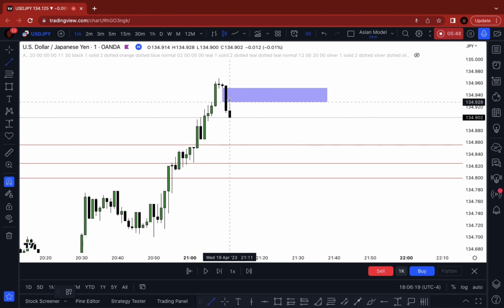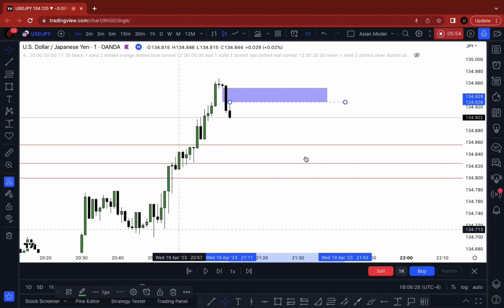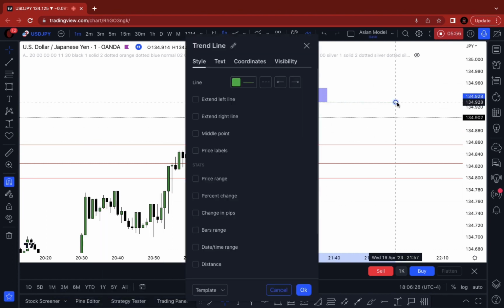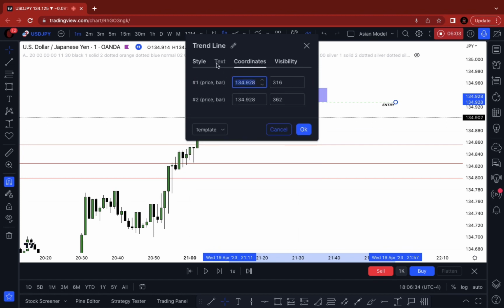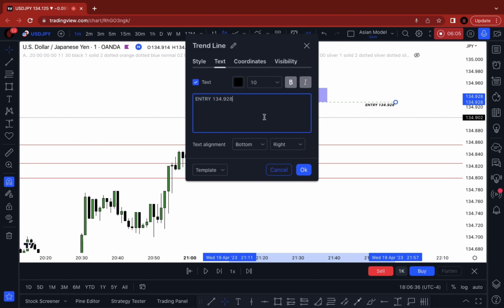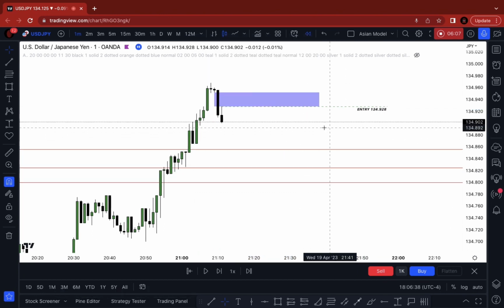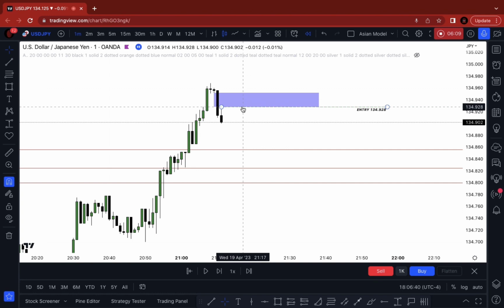We're going from here. Like I said, this is the entry point here. This is where we're going to try and get our short position. This is the entry point. So I'll just draw it out as a dashed line and call this entry. And we'll even put the coordinates there too, so we can see what it looks like. That's where we would get our entry. If price comes back into that, we're going short.